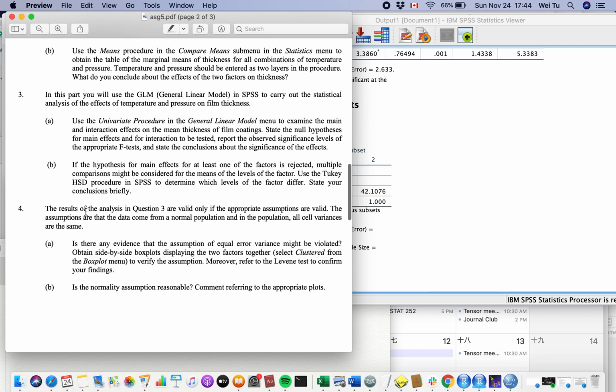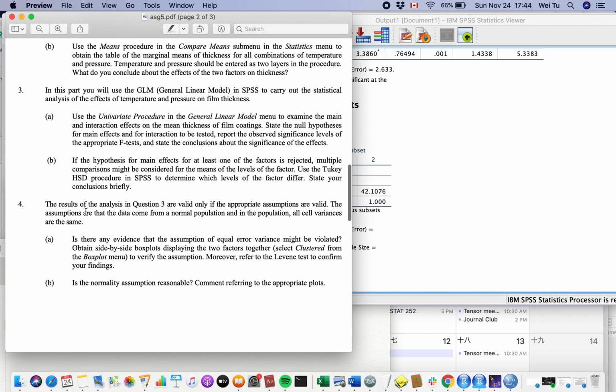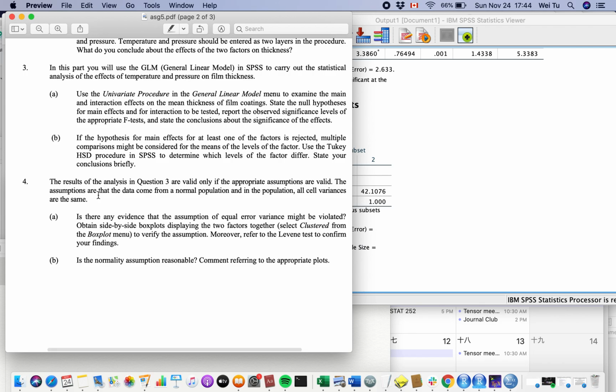Okay, one more question. Question 4. We're looking at the hypotheses. Okay. So the assumptions. The assumptions are quite similar with the ones we talked about: linearity, independence, normality, equivariance. In this case, we are mostly looking for equivariance and normality.